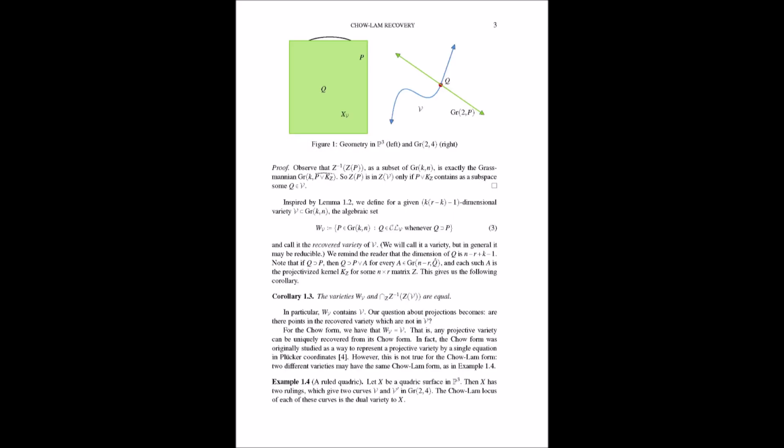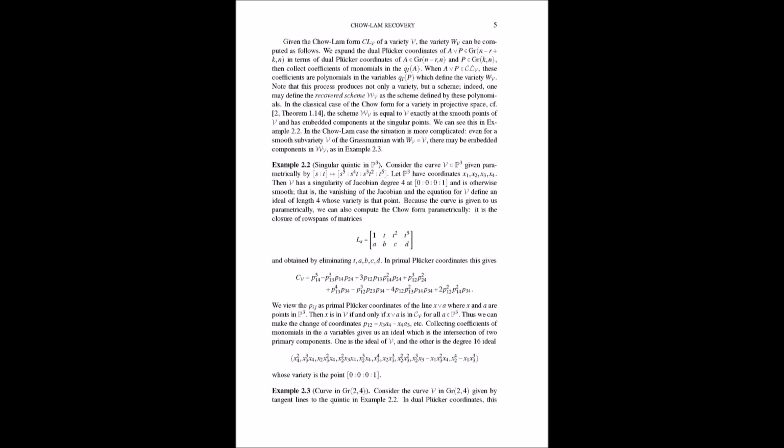Well, each of these families of lines forms a curve in the Grassmannian Gr(1,3). And here's the kicker. Both of these curves, even though they represent different families of lines, share the same Chow Lam locus. So they have the same fingerprint, so to speak. Exactly. And that means that we can't distinguish between them just by looking at their Chow Lam forms. So it's like two different objects casting the same shadow? Precisely. And that's why perfect recovery isn't always guaranteed in the Grassmannian setting. That's really fascinating. It shows how complex this whole recovery process can be.